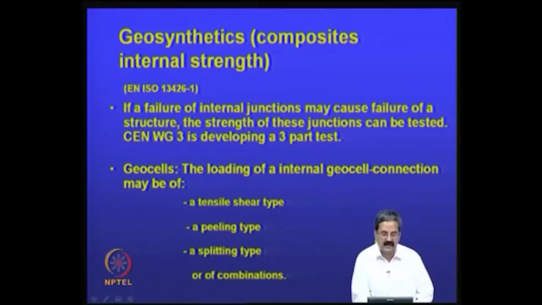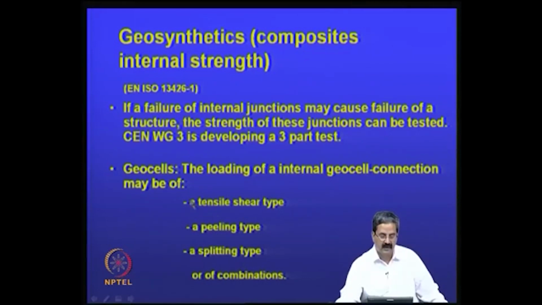So, we have some more tests for composites. Geosynthetics can also be converted to geocomposites. You can have a geotextile and a geomembrane together, a combination. When you combine them, if you are trying to seal them together and the failure of the internal junctions is likely, then it is risky. So, you have to test these junctions using appropriate testing.